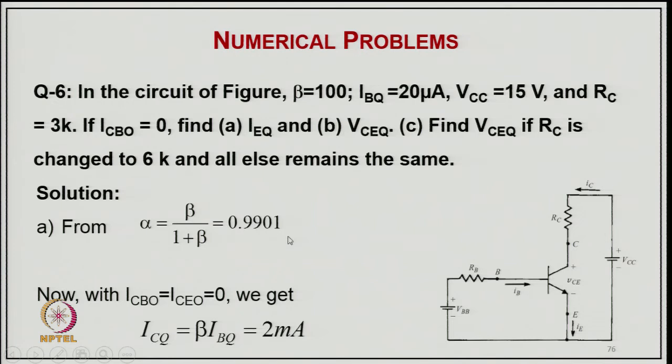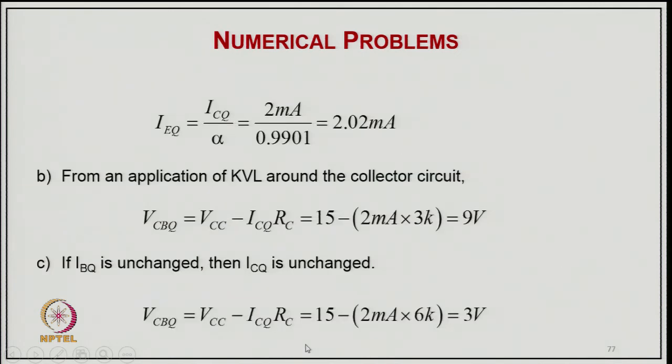So, that comes 0.9901 and ICBO equal to ICO equal to 0. So, we get ICQ equal to beta IBQ, that is 2 milliampere, and IEQ will be ICQ upon alpha. So, it is 2 milliampere divided by 0.9901. So, it comes 2.02 milliampere.